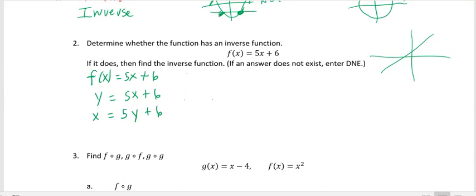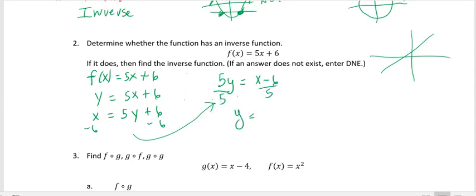And then the third step is to solve for y. So we're going to subtract the 6. So we get 5y is equal to x minus 6. We still need to solve for y, so I'm going to divide by 5.